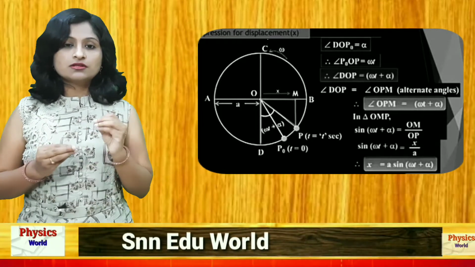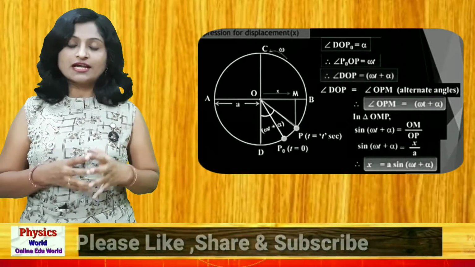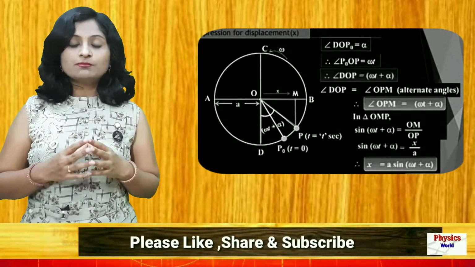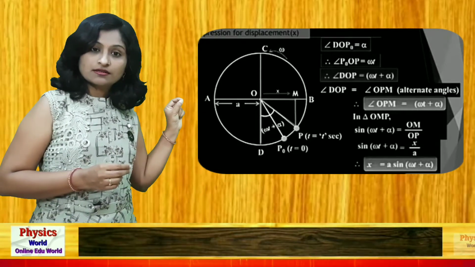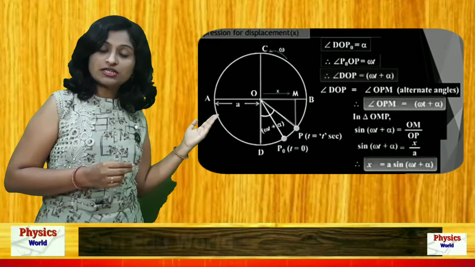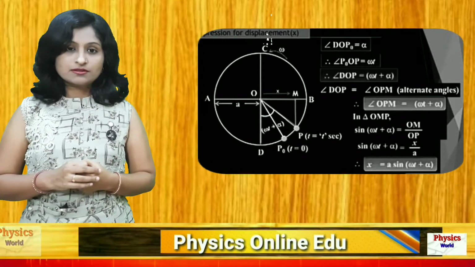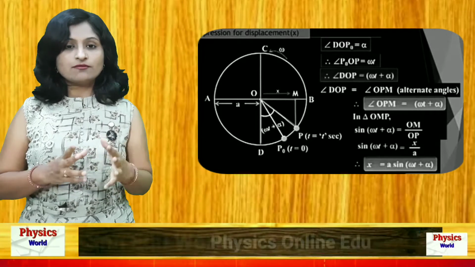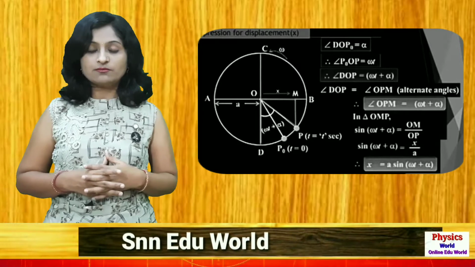Now this is the projection of the displacement from P to M. If we draw a perpendicular from any point of the circle to the diameter, that point M represents the projection of the particle at point P. So along the diameter the projection will be M. That means it is nothing but the displacement from the mean position.